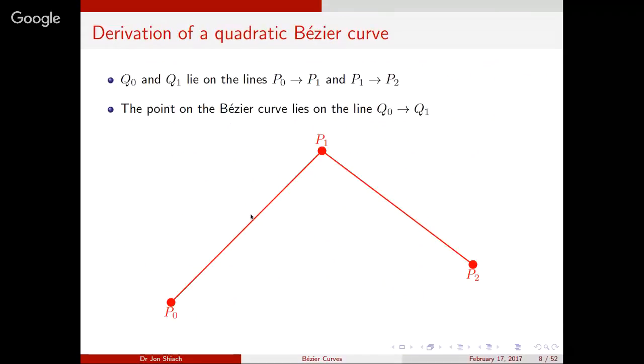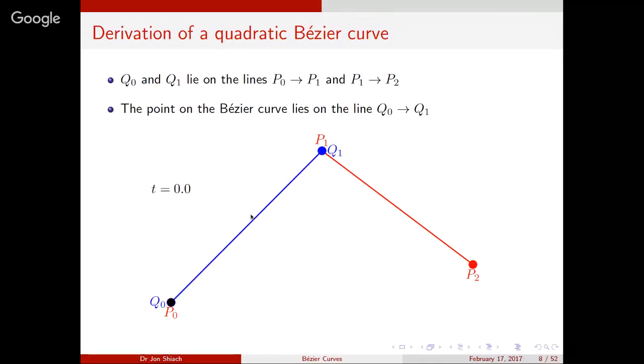Okay, so let's have a look at the derivation. I want to derive a quadratic Bezier curve. Quadratic is degree 2, so I need 3 control points. So I've got P0, P1, and P2 as my 3 control points. Now, what we do is we find the positions of 2 other points, Q0 and Q1. Q0 will lie on the line between P0 and P1, and Q1 will lie on the line between P1 and P2.